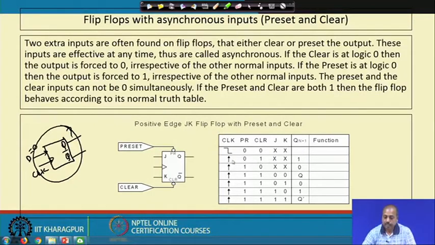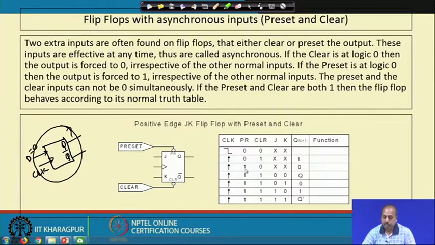On the other hand, if there is a rising edge from low to high, and preset is equal to 0 and clear is equal to 1, then Q n plus 1 will be equal to 1. So we can preset this flip flop value to 1. Irrespective of the value of J and K, if the preset control is made equal to 0, then this Q output will become equal to 1.